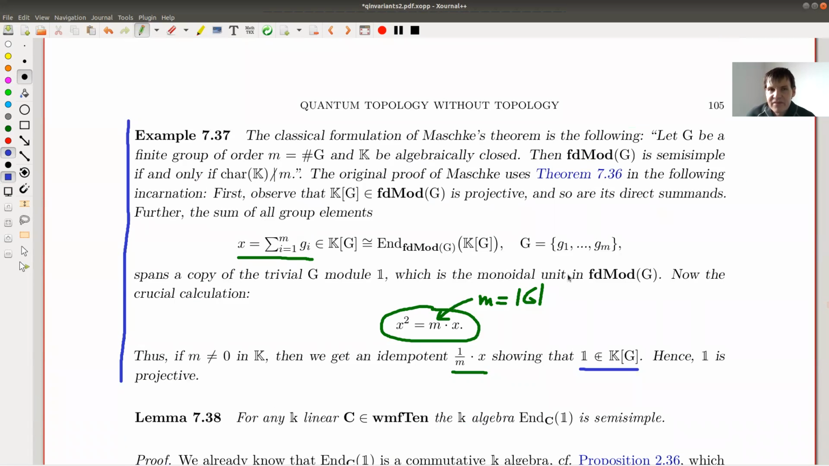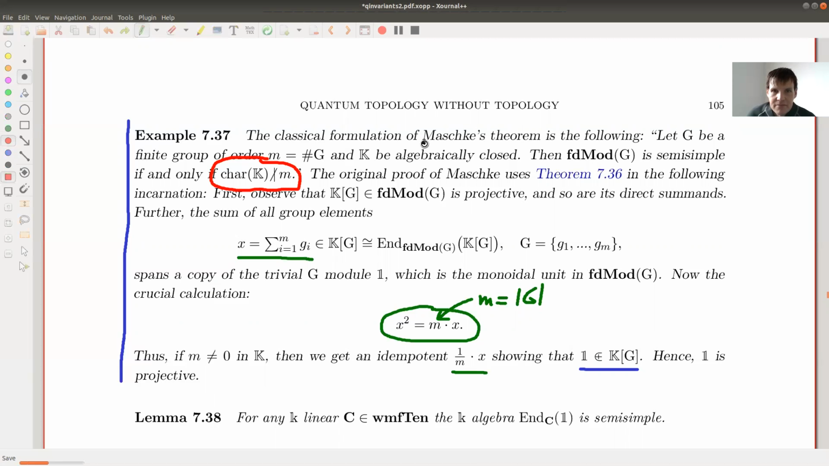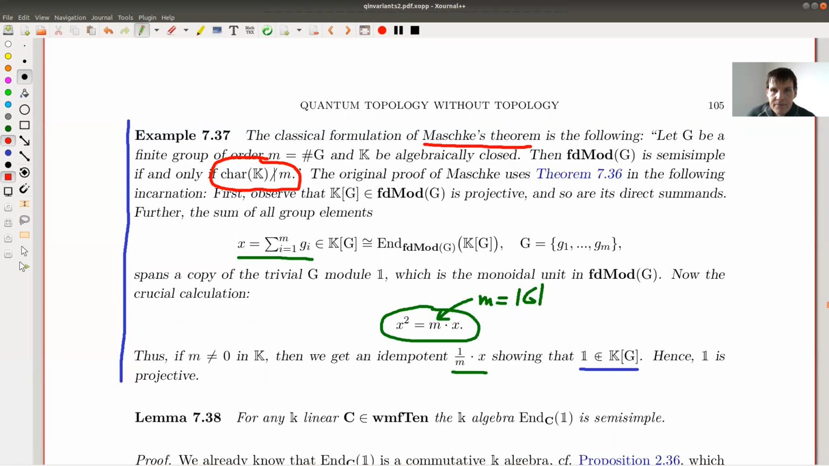And that's why it's called Maschke's theorem, because originally that's what he proved for group rings of finite groups. The only thing you observe here is that you want to be able to divide by m. So you want, sorry, this was the wrong condition, that the characteristic of your field doesn't divide m. Right? And this is the classical Maschke's theorem from the theory of finite groups. That's why I call it Maschke's theorem.